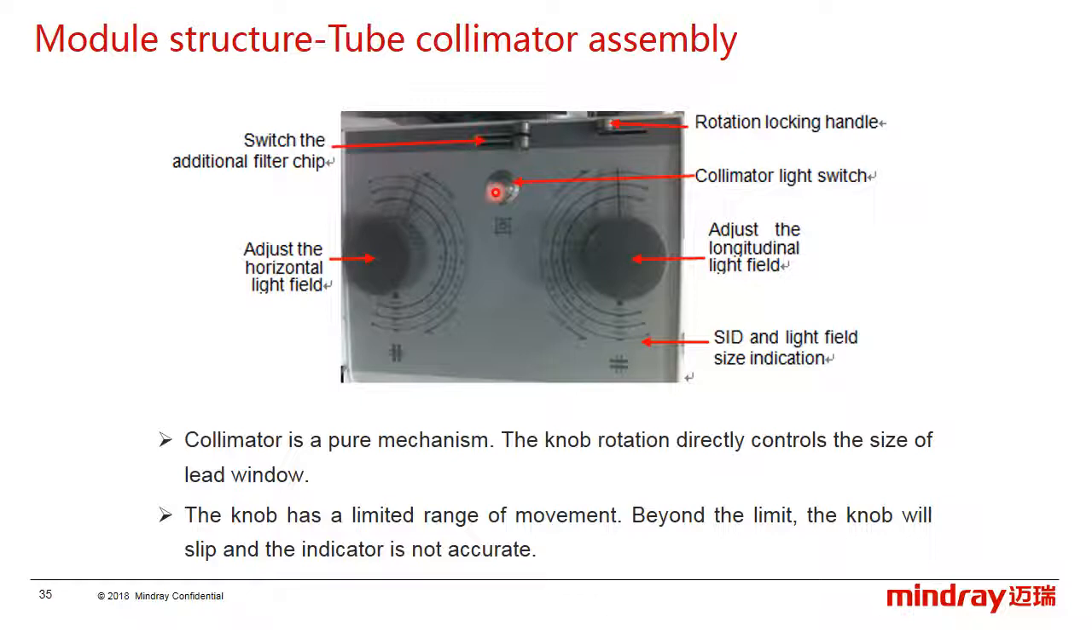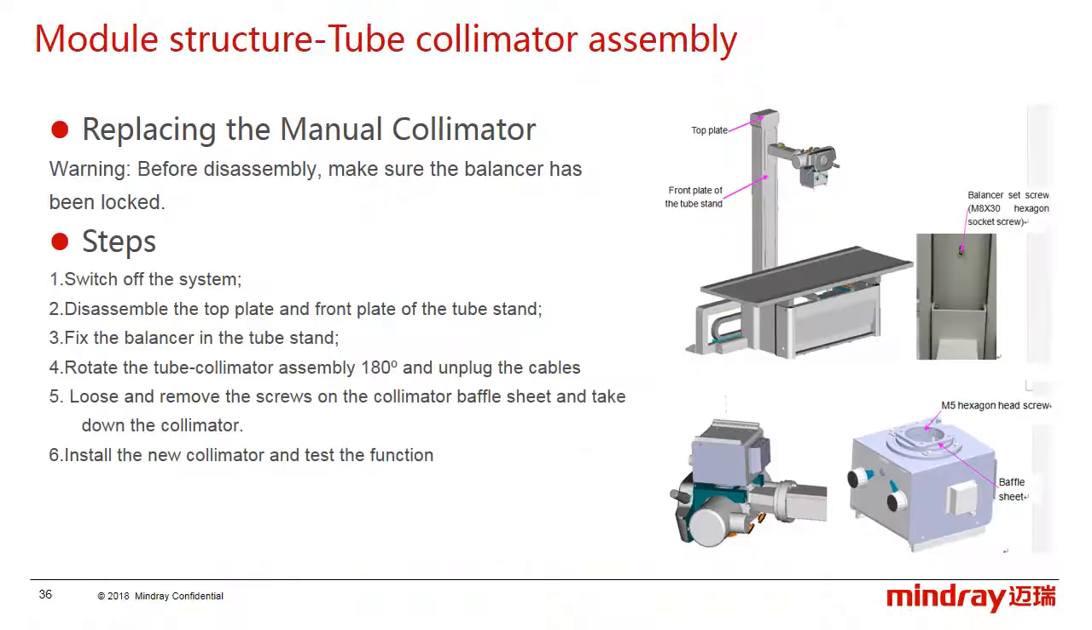And look at this. This is the power button of the collimator lamp. Here, the rotation locking handle. The collimator rotates when you move the handle to the right side. The last is the handle to adjust the additional filter. One is 0.5 mm aluminum, and the other is 1 mm.